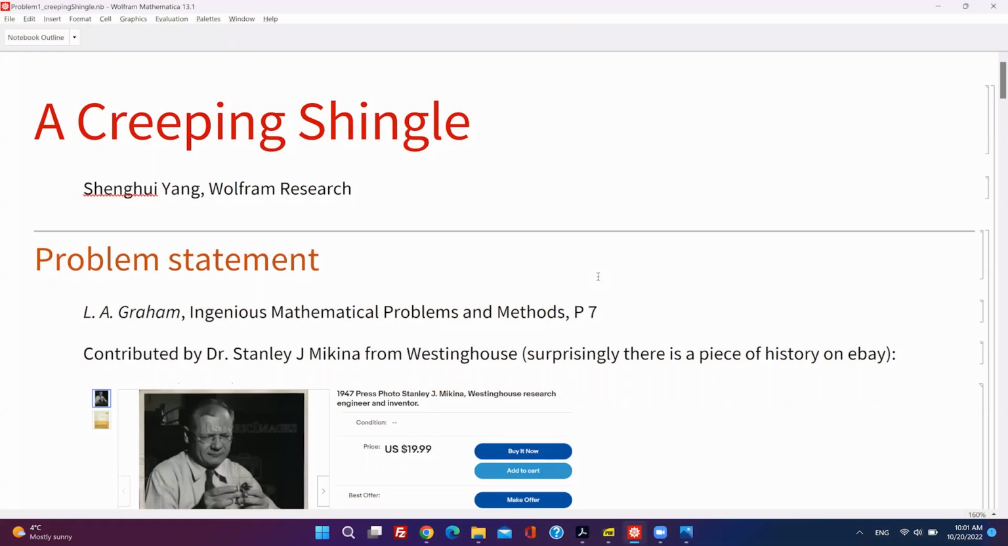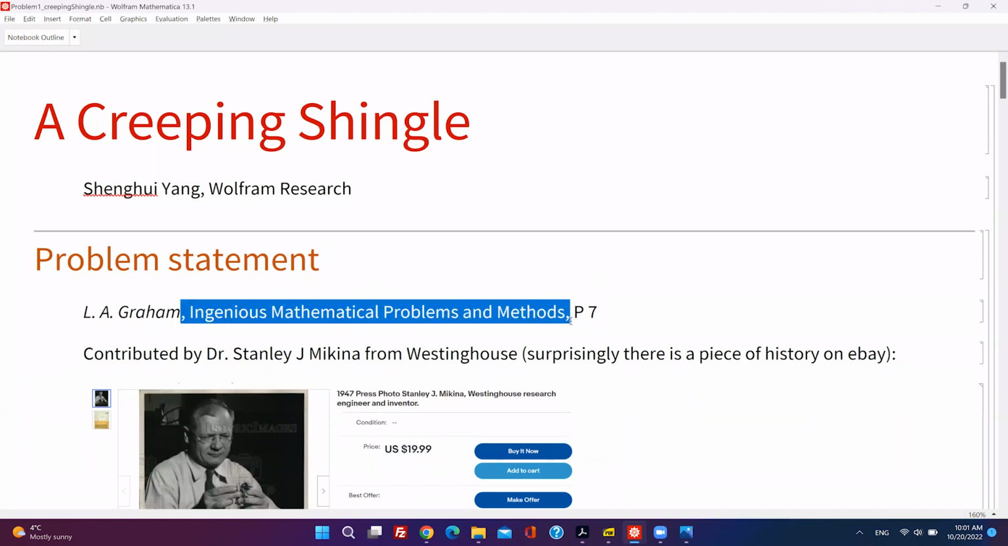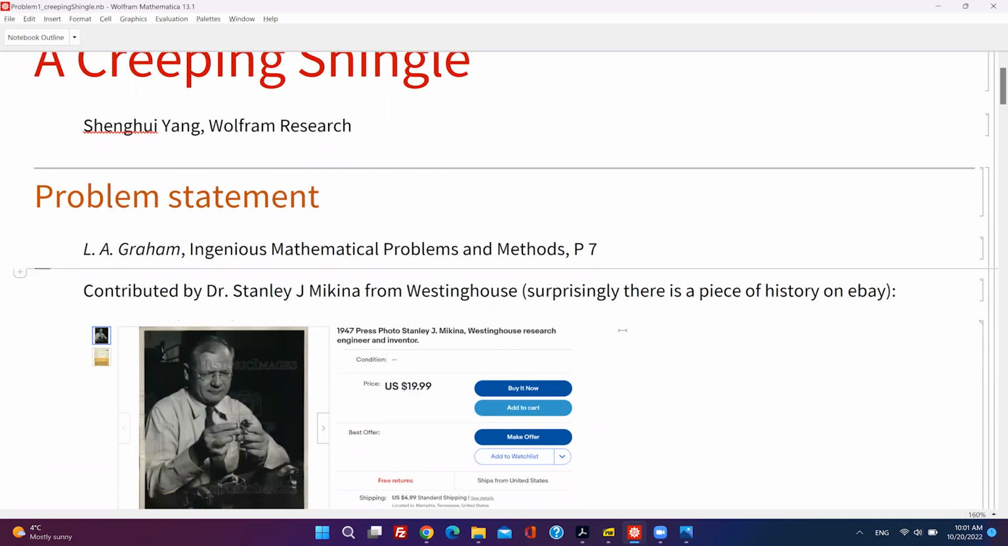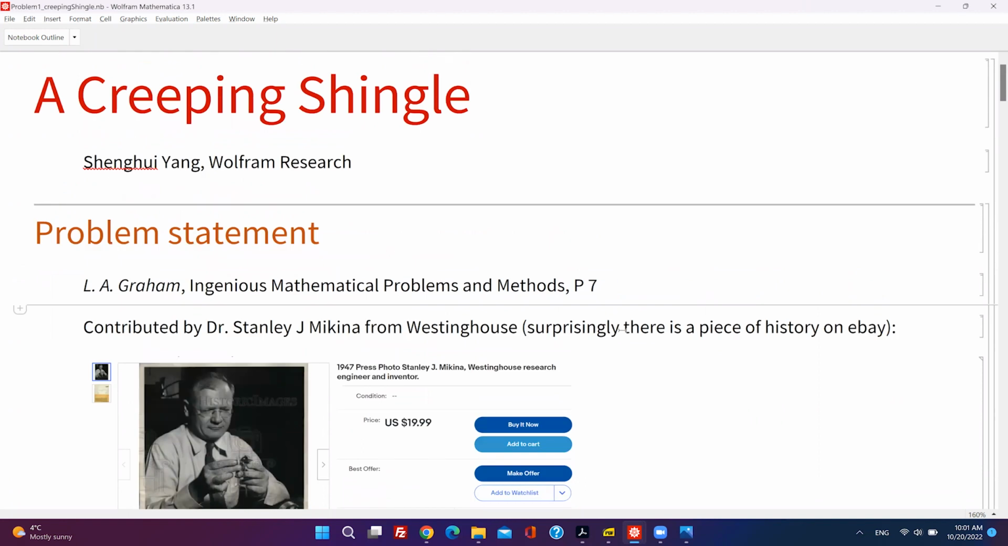problems. The first problem we are going to talk about is from the book Ingenious Mathematical Problems and Methods. It's a very tiny book, very cheap on Amazon, but it's a problem collection book with a lot of interesting mathematics and some physics problems. And interestingly, I found a piece of history. This is the guy who proposed the problem in the book. You can find his photo on eBay somehow. It's very surprising to me. The problem is quite interesting.